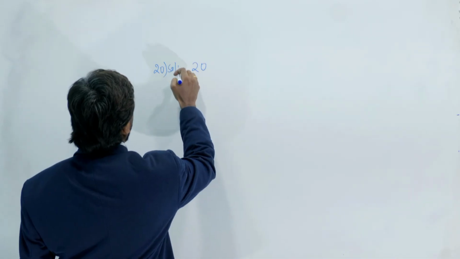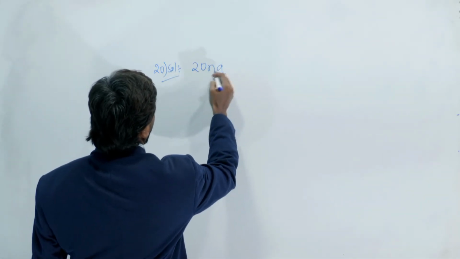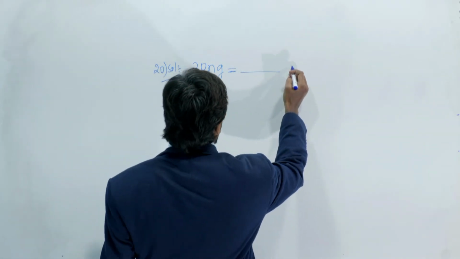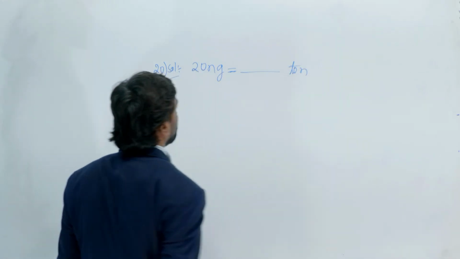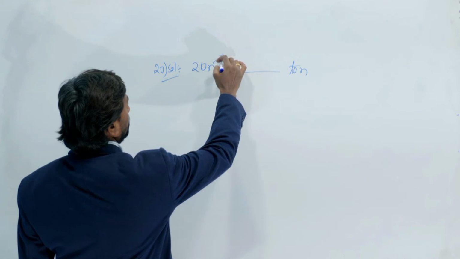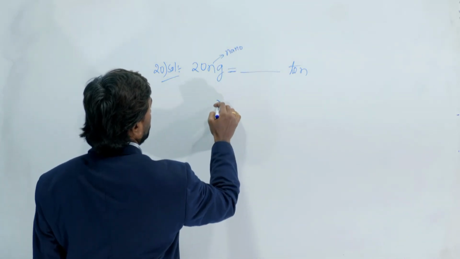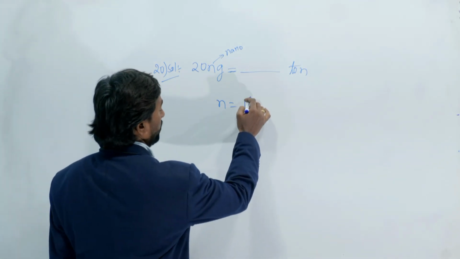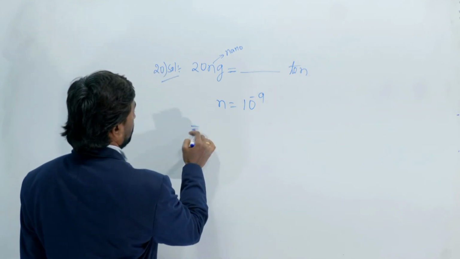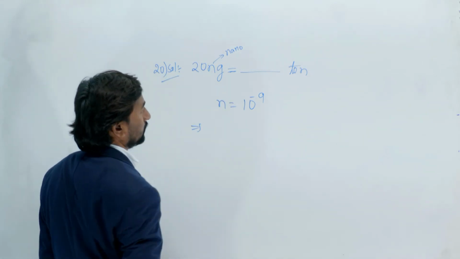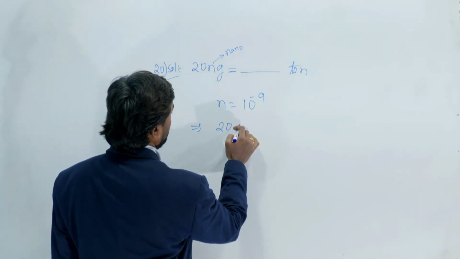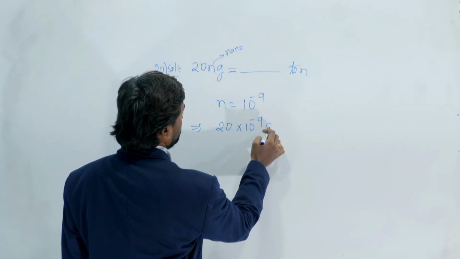Okay, solution: it is 20 nanograms. N stands for nano. So this 20 is nano, and the value of nano is 10 to the power of minus 9. Now we should convert, since grams is given there. If you write this, 20 into 10 to the power of minus 9 grams will come there.